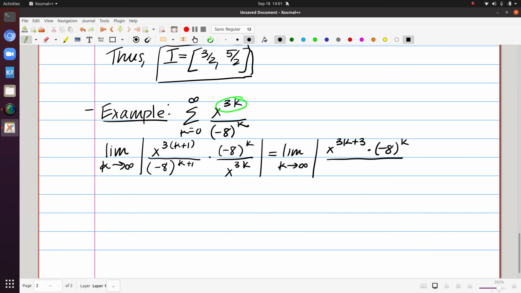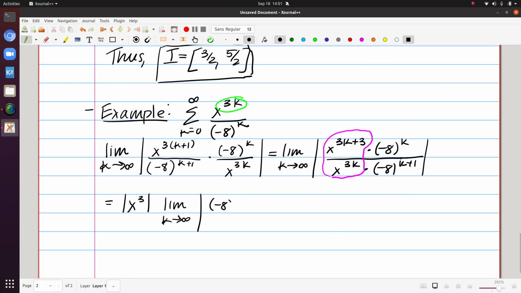And in thinking about how to simplify that here, we get something different than what we've seen in the previous examples. So it is true that I can bring out the absolute value of x in some way. But notice that what happens when I simplify this is I actually get an extra 3 of them. So thinking about the x cubed, when I bring that outside of my limit in this instance, I'm really going to bring out the absolute value of x cubed because of that. What is left is we have this -8 to the k over -8 to the k plus 1.